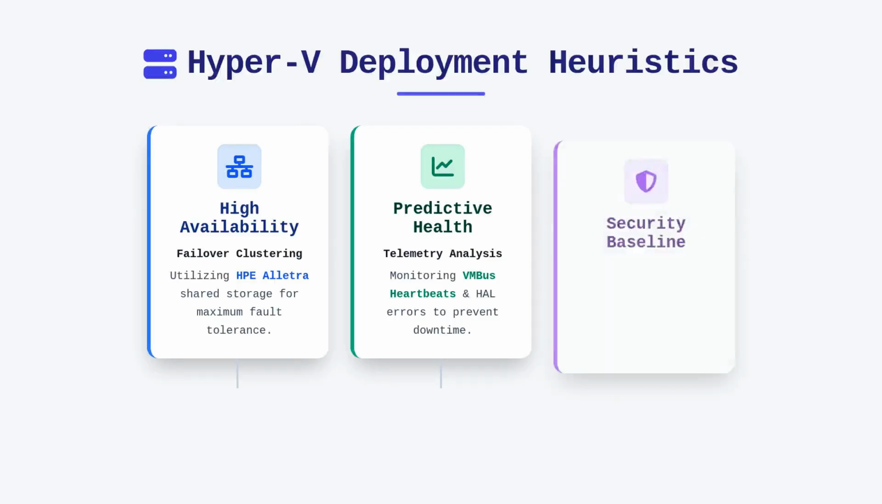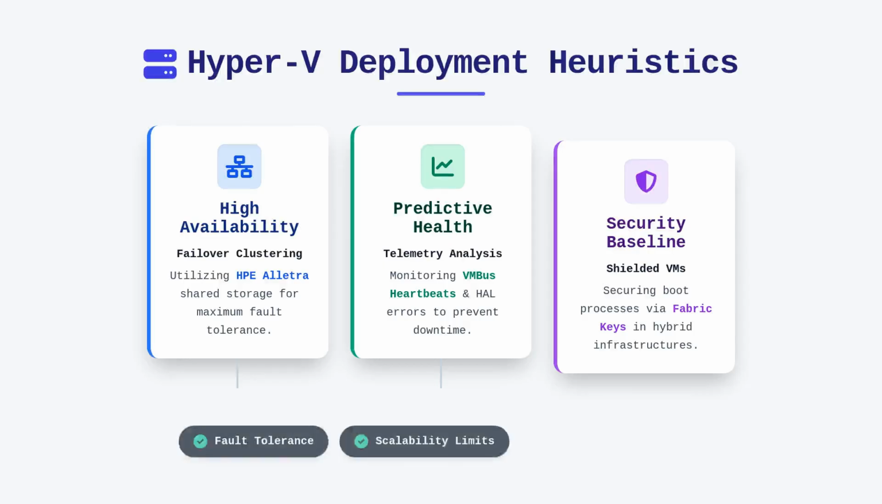Furthermore, we must address the cryptographic baselines inherent to modern enterprise deployments. Utilizing features like shielded virtual machines helps us secure the boot process and disk content, ensuring that even if physical storage is compromised, the data remains inaccessible without the appropriate fabric keys. These security parameters are non-negotiable in a regulated hybrid infrastructure and demand a rigorous approach to system configuration.